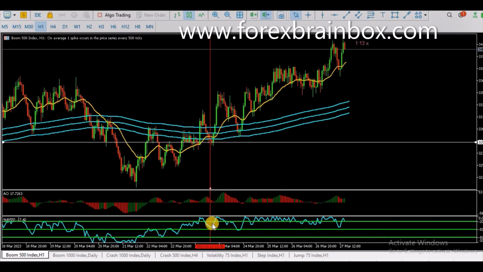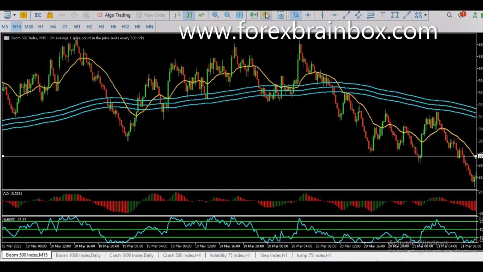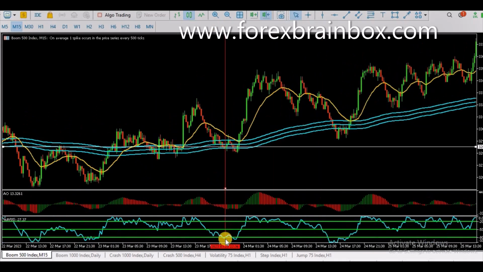In your 15 minutes, you will see that the Williams Percentage Range went below your 80 level. So this is your 15 minutes. You can see it right here. Guys, you can see it. So at this level, what you're just waiting for is, we're talking about Boom here.